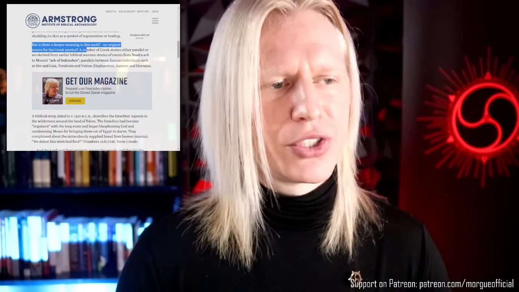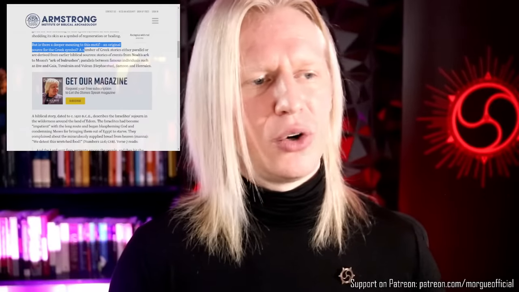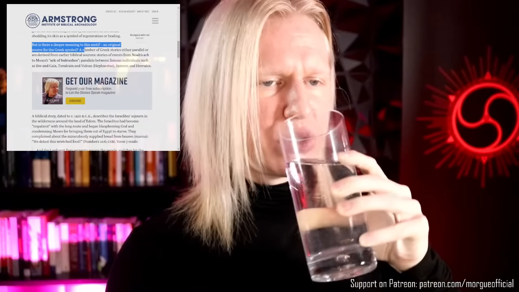Most people don't know where the symbol comes from. But those who do know usually think that it ends here. But it actually traces earlier than this. And it says here, but is there a deeper meaning to this? An original source for the Greek symbol? A number of Greek stories either parallel or are derived from biblical sources.